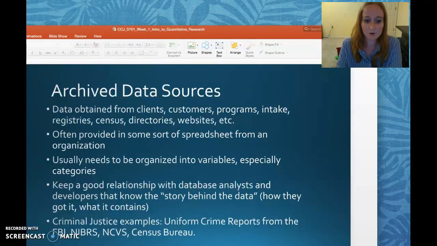Criminal justice will give you uniform crime reports from the FBI. You have NIBRS, the National Incident-Based Reporting System, NCVS, the National Crime Victimization Survey, Census Bureau, so many standing data sets that you can jump in and look at.